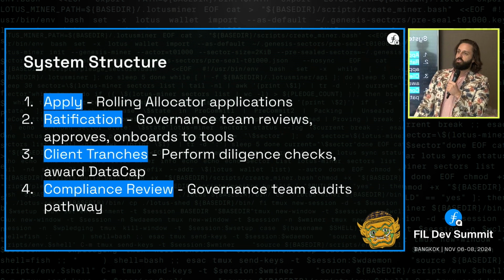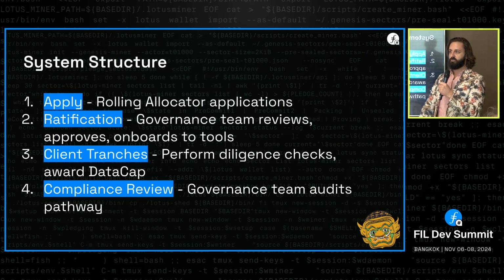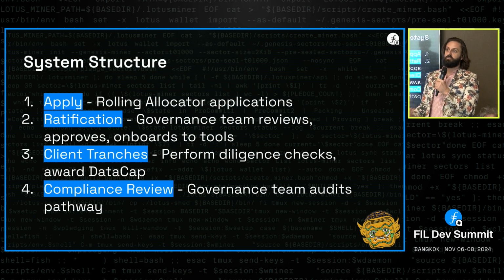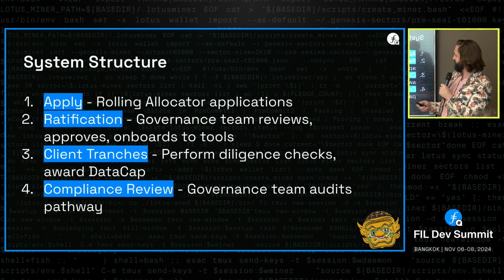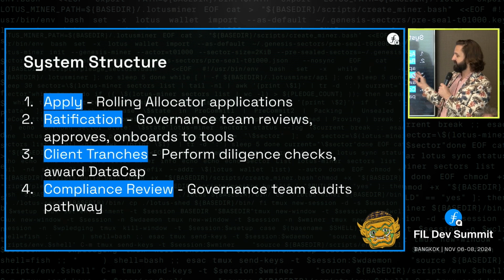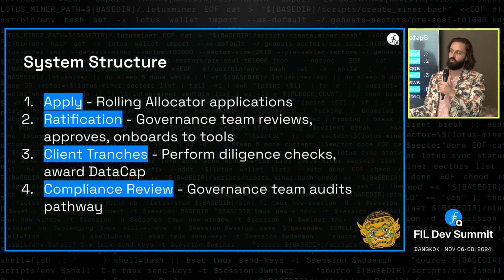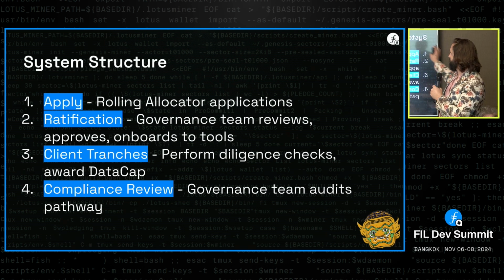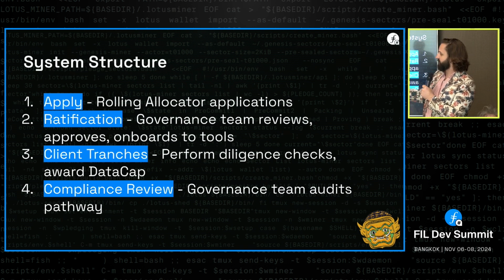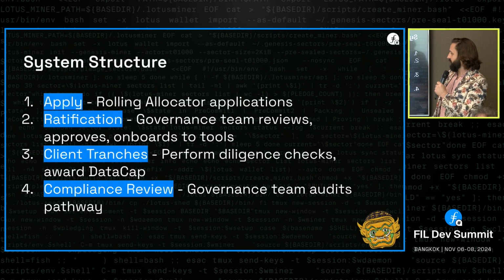From applying, there's a ratification step. This is where the governance team, primarily consisting of myself and Kere at the foundation, will review these applications. We look for completeness, accuracy. There's a big slowdown here. I'm going to break down each of these sections. But then, if you get approved and you are ratified, you start giving clients data cap. There's tools there. You're doing your diligence checks, and you're giving data cap to these clients, and they're performing deals. And then there's a compliance review where the governance team will audit all of those interactions. That's the system structure, the overview of how Filecoin Plus currently works. And again, all of this is in service of real clients with real data doing real distributed onboarding.